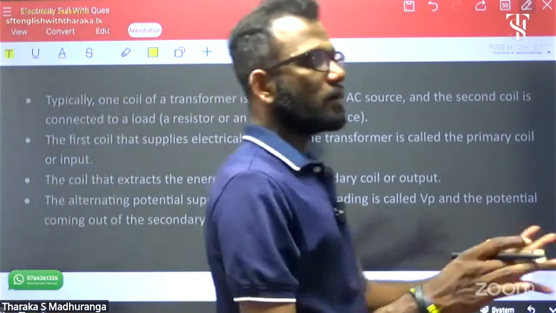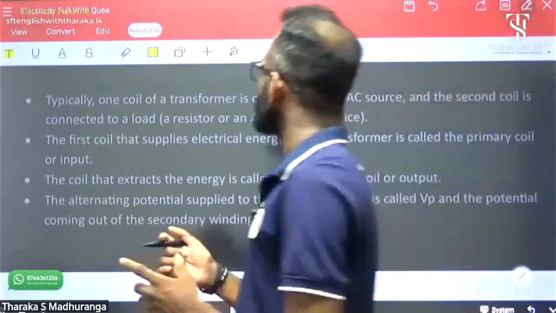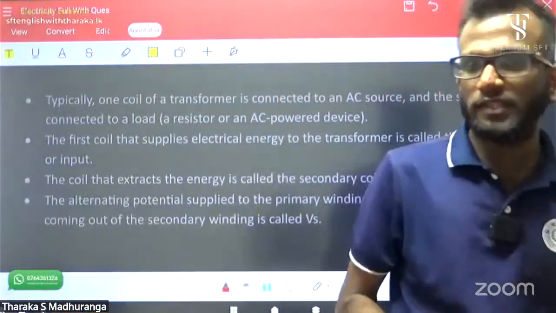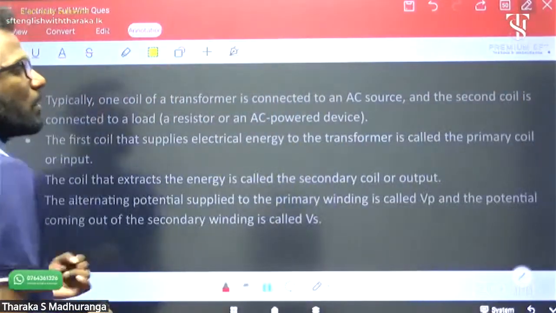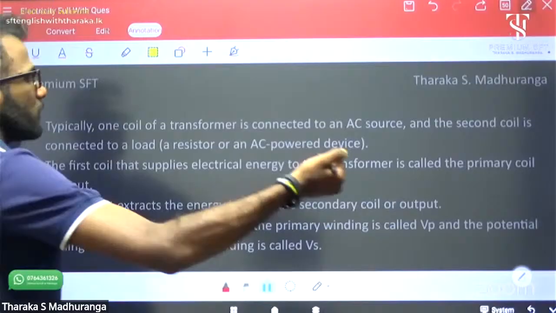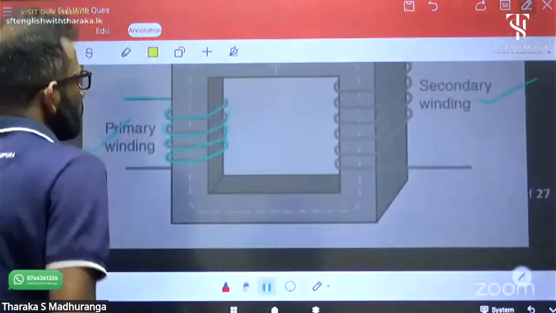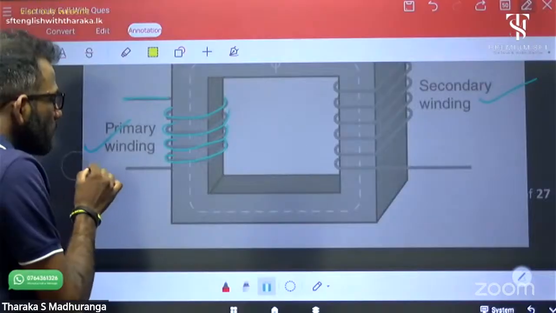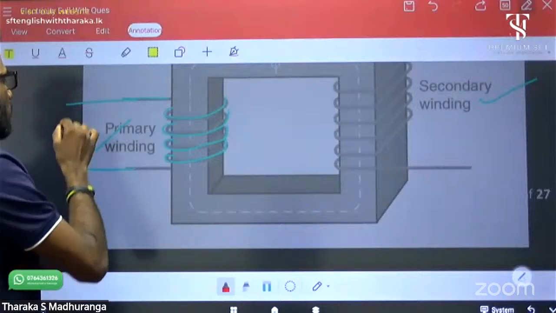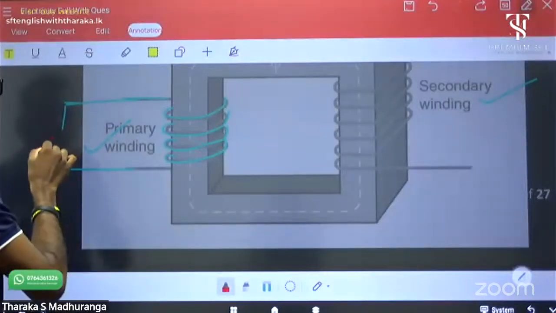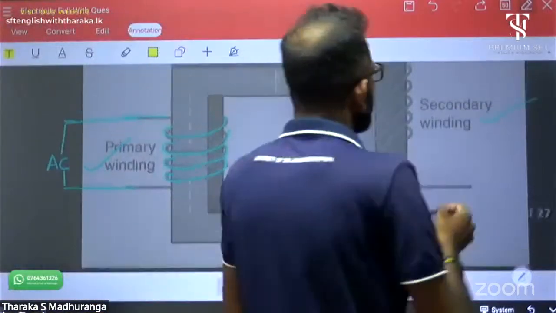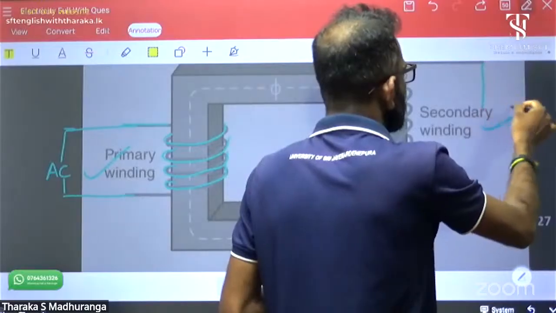Okay, first one. Typically, one coil of a transformer is connected to an AC source, and the second coil is connected to a load. That means whatever device. Okay, this is the primary coil. Normally, the primary coil is connected to an AC current. The AC current is supplied to the primary coil. Then the secondary coil is connected to whatever device.